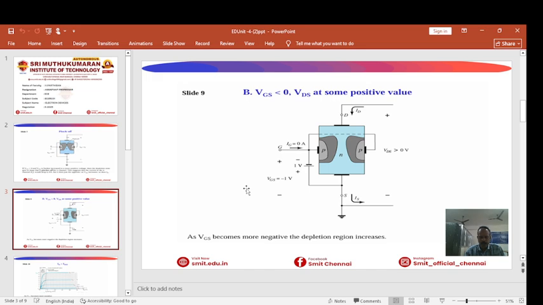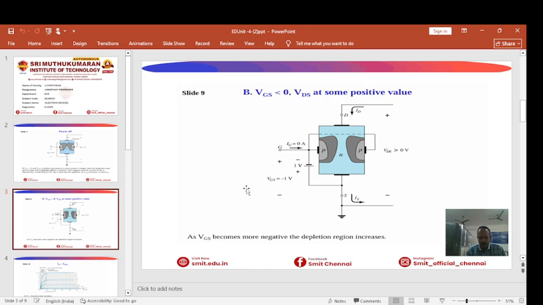Coming on to the slide, you can see the condition where VGS is 0 and VDS is at some positive value. What will happen? The gate source voltage, VGS, is 0. A positive voltage is applied to the drain. The electrons begin moving from source to drain. The conventional current flows from drain to source.